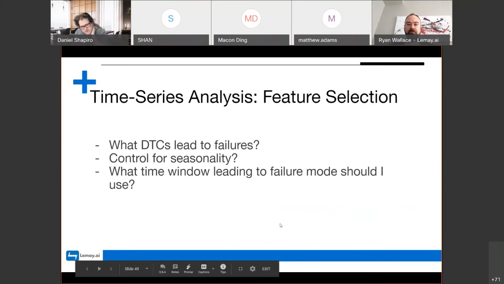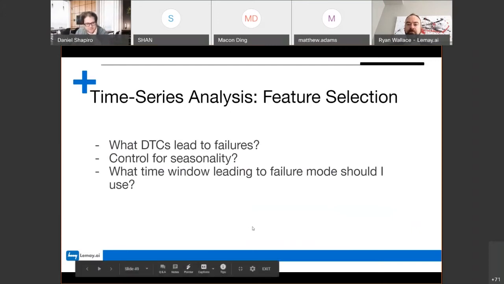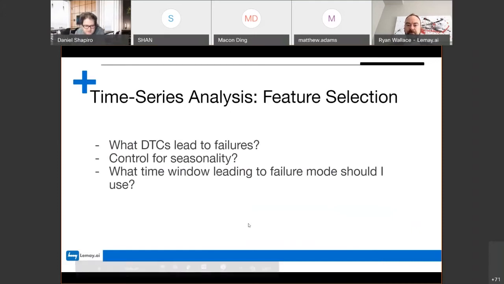And so we've got this feature selection problem where we've got to figure out what things are reasonable to go into my model. And also critically, how long back should I look? Maybe it's like a week, a month, a day, a year. I don't know. And so it requires some thinking about because we're dealing with time series data.